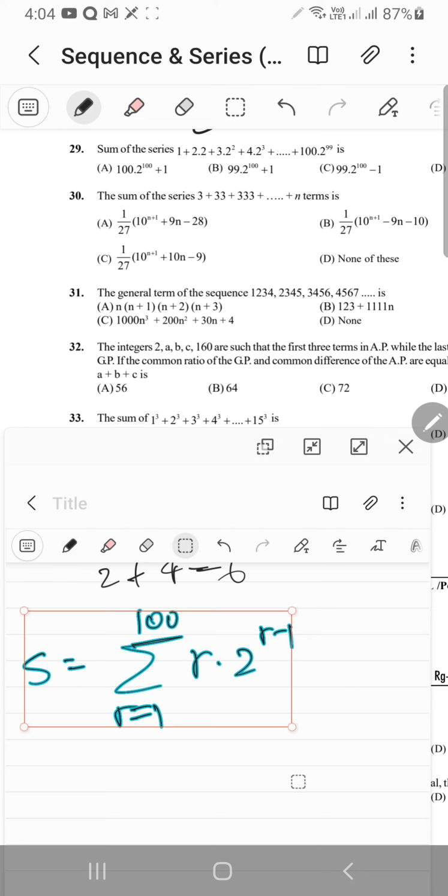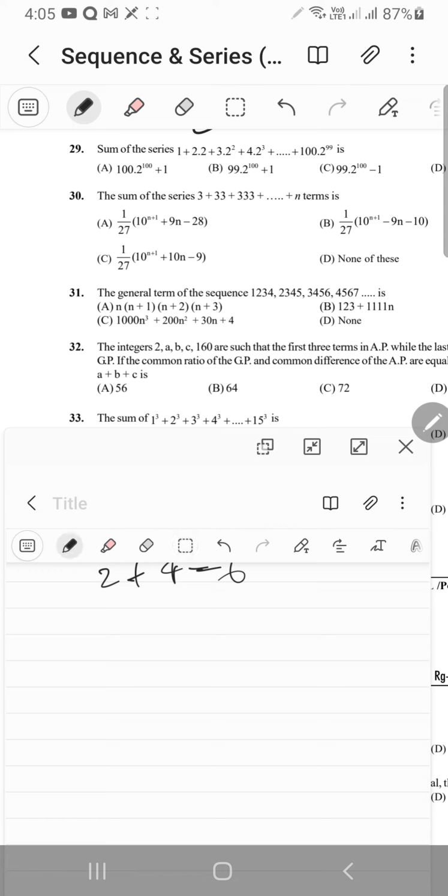Okay, just don't write it like this. Last time I did it, it went horribly bad. So just write it like this: s equal to 1 plus 2 into 2 plus 3 into 2 squared, all the way till 100 into 2 power 99.